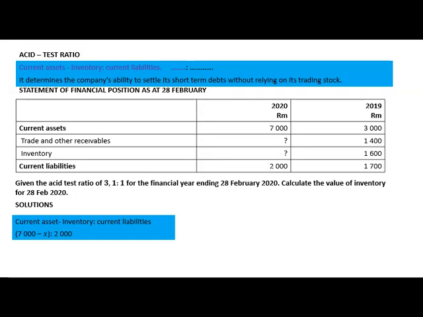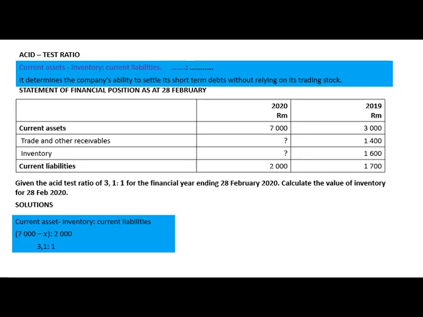And the ratio has already been calculated for you, which is 3.1:1, meaning that 7,000 minus X is 3.1:1 of that 2,000 rand. Now, I wrote the ratio with X, and then I wrote the ratio that I was given.